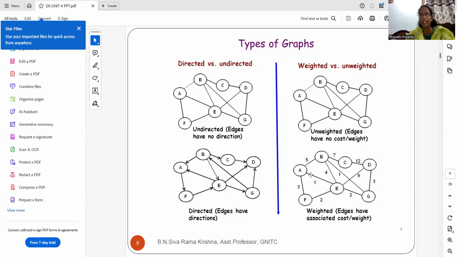But coming to the weighted graph, A to B, B to C, C to D, D to G, E to G, F to E, we are mentioning some cost. We are mentioning some weight. That is why it is known as a weighted graph.